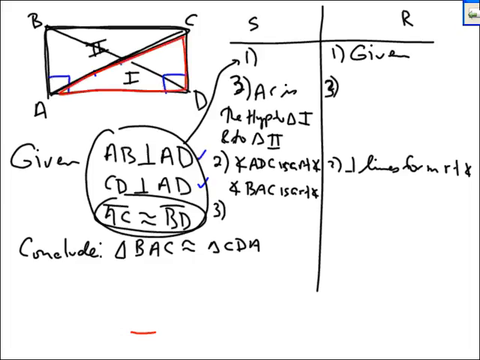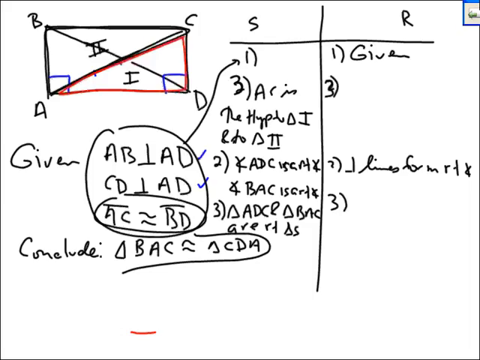And number 3, triangle ADC and triangle BAC are right triangles. Why? Any triangle with a right angle is a right triangle.